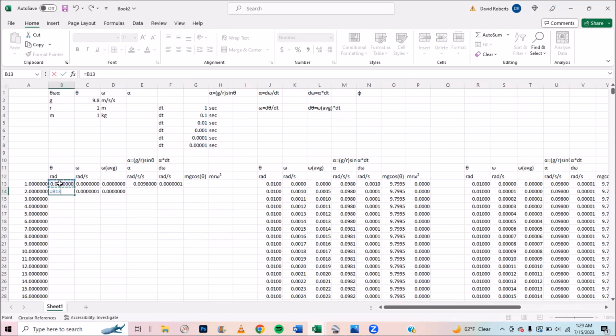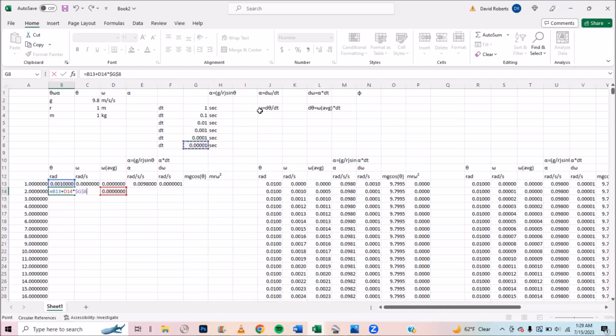Well, that's going to be our original angle plus our average, times our change in time, and then F4 on that. Now, does this make sense? Because here, change in angle is omega average times change in time. Where did we get this?